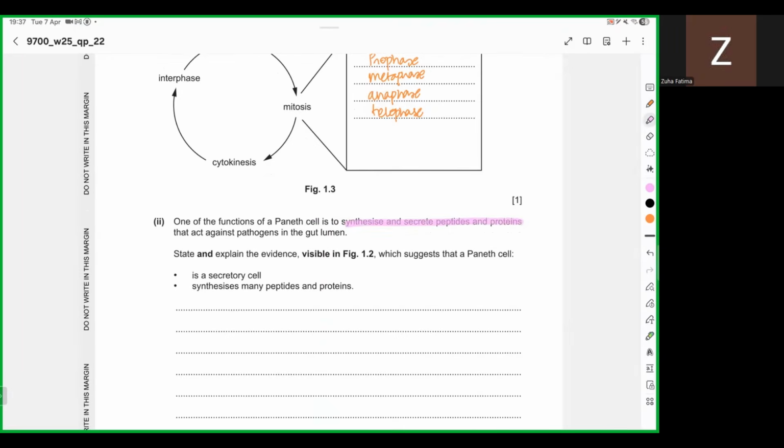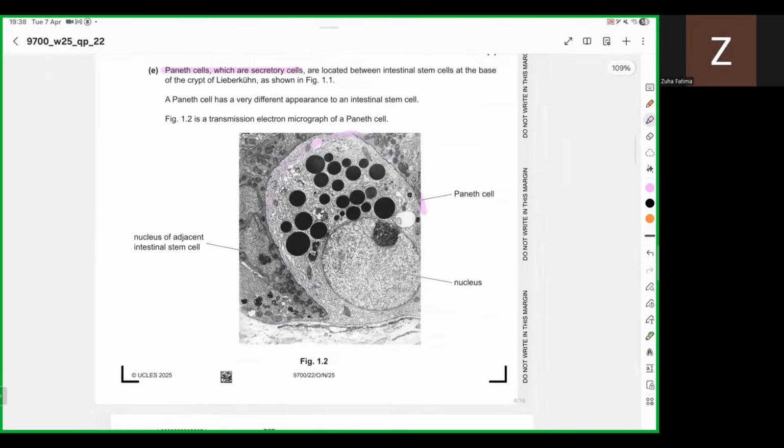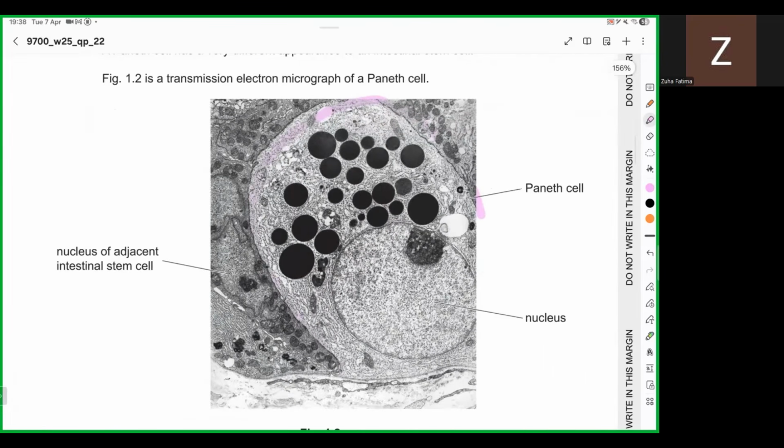One of the functions of a Paneth cell is to synthesize and secrete peptides and proteins that act against pathogens in the gut lumen. State and explain the evidence visible in figure 1.2, which suggests that a Paneth cell is a secretory cell and synthesizes many peptides and proteins. Now, if it is a secretory cell, what evidence do we have in the figure to tell us that a Paneth cell is a secretory cell? A secretory cell is basically a cell which forms substances and then transports those substances outside of the cell.